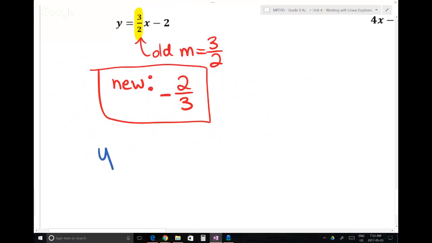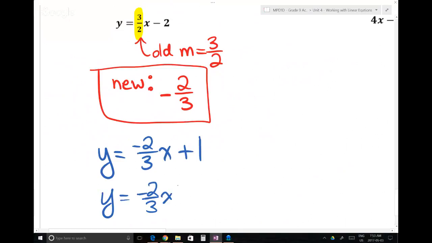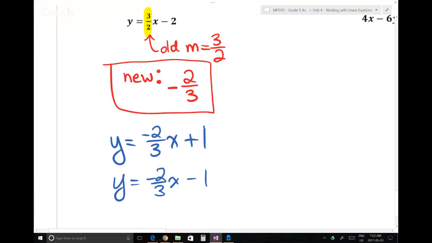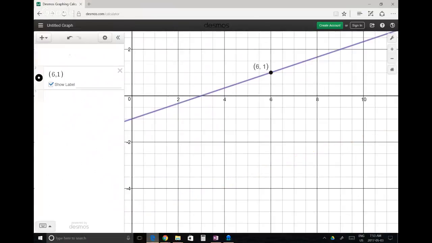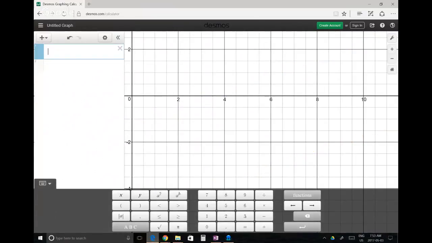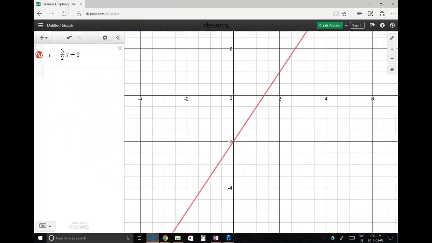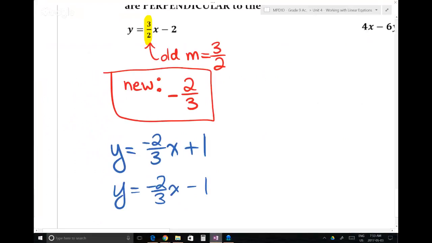So I could say y equals negative 2 over 3x plus 1, and y equals negative 2 over 3x minus 1. And those should both be perpendicular. And let's take a look to see if that's true. So the original line was y equals 3 over 2 x minus 2. That is our original line.